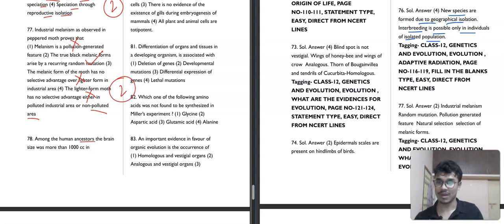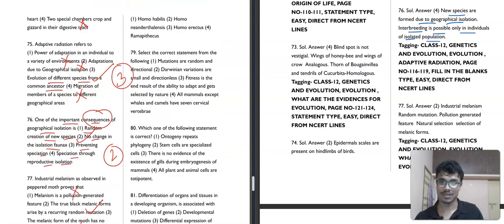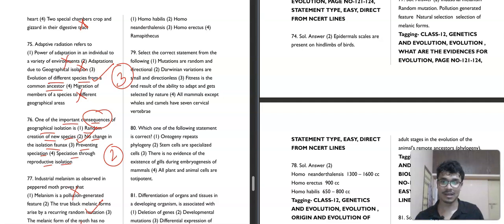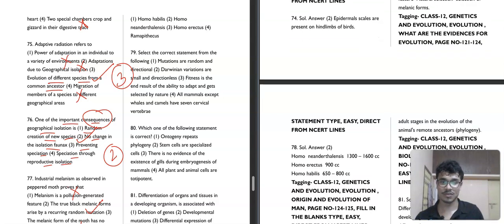So the second option will be our correct answer. Then among the human ancestors, the brain size was more than 1000 cc in. The options given are Homo habilis, Homo neanderthalensis, Homo erectus and Ramapithecus. So Homo neanderthalensis have 1300 to 1600 cc brain capacity, Homo erectus 900, Homo habilis 650 to 800. So Ramapithecus we don't know actually. They have obviously less because they are earlier in evolution. So Neanderthal will be the second option, the correct answer.